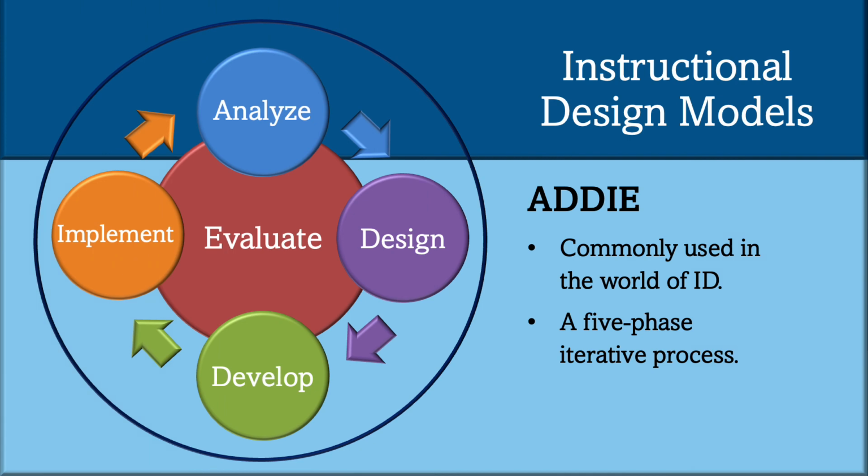The main ID model that is most commonly used in this field is called ADDIE, which stands for Analyze, Design, Develop, Implement, and Evaluate. This is a 5-phase iterative process for any instructional design project, and each phase can consist of multiple elements. As you can see from the diagram, the 4 phases, Analyze, Design, Develop, and Implement, encompass the 5th phase, Evaluate, in a cyclical process. This is because the evaluation phase is not performed only after a project is implemented. Rather, the project should be evaluated and tested throughout each phase prior to its launch.